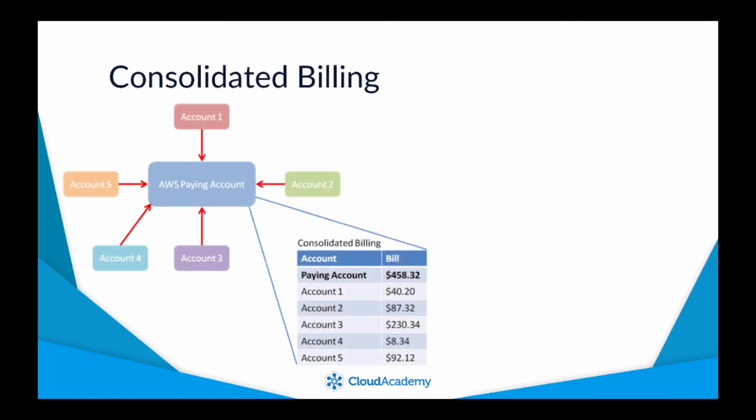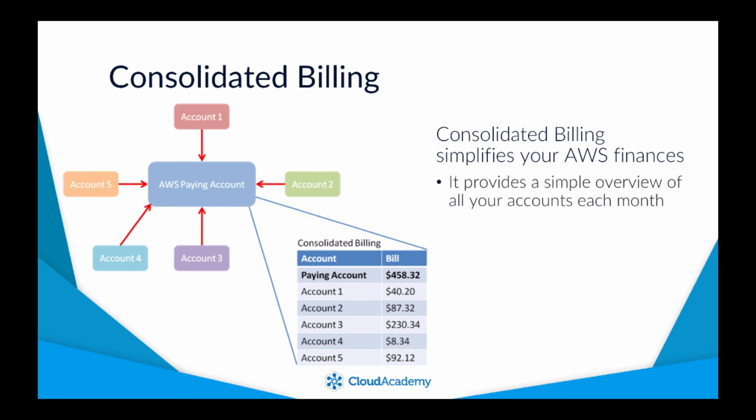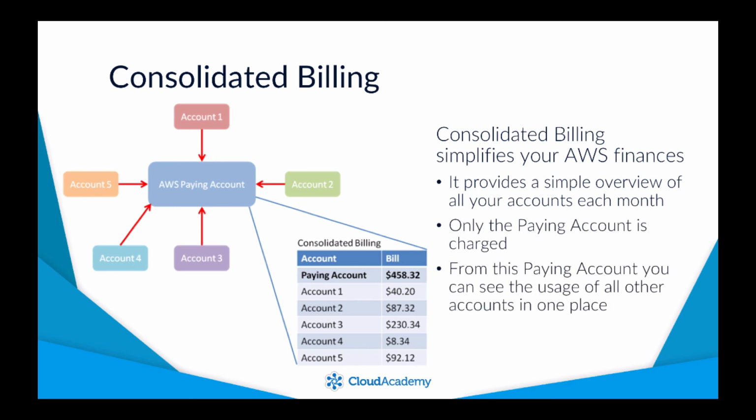Consolidating the billing into one paying account simplifies your AWS finances. It provides a simple overview of all your accounts each month. Only the paying account is charged, and from here you can see the usage of all other accounts in one place, through other features we have already discussed, such as Cost Explorer.